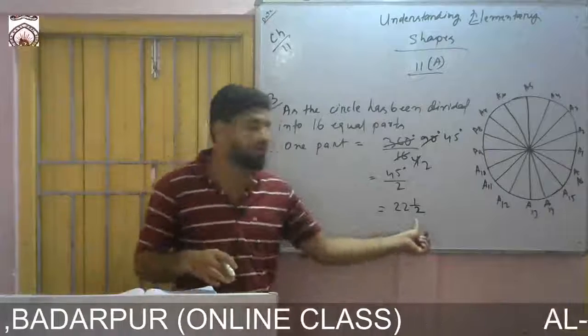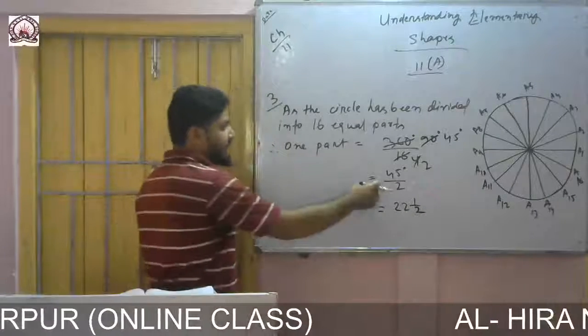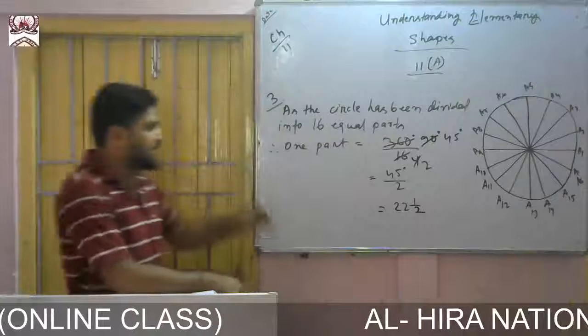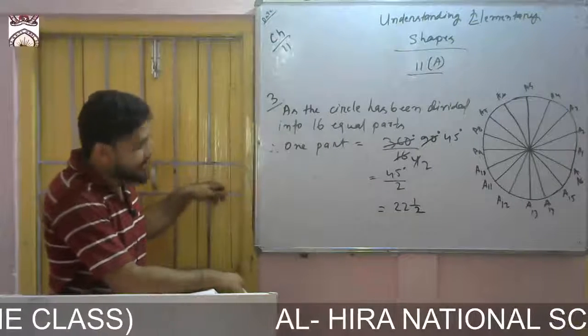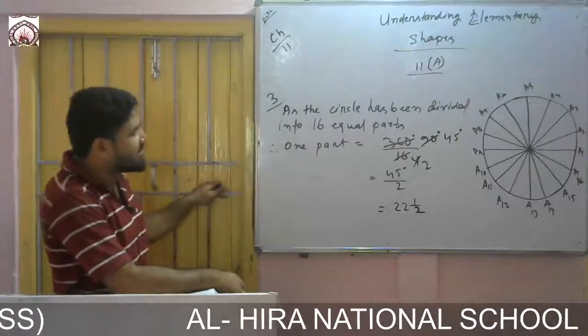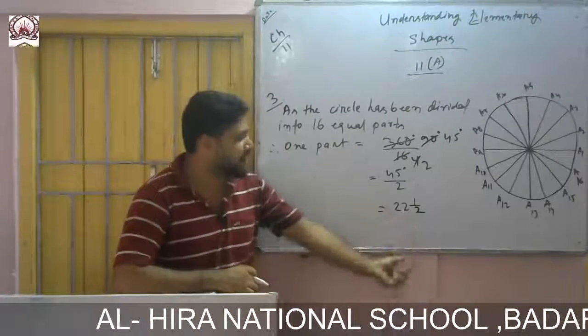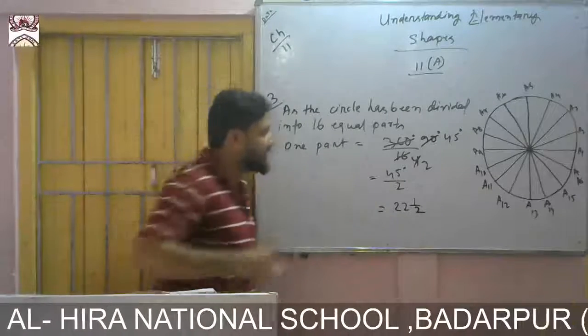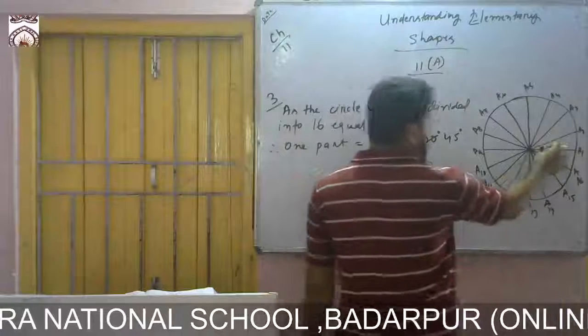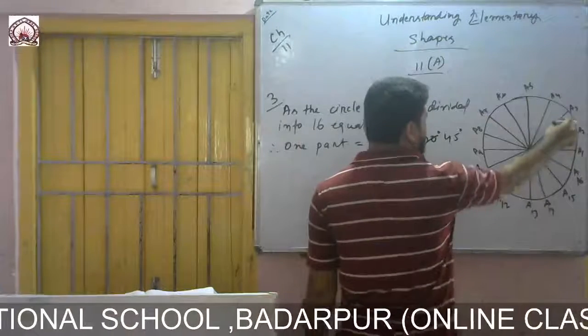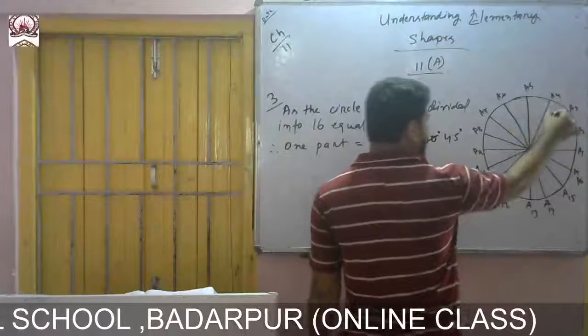22 2s are 44 plus 1, 45. If we divide by 2, then we'll get this one in mixed fraction. Now we have found the value of one part: 22 1/2 degrees. That means each part is 22 1/2 degrees. This part is 22 1/2 degrees, this part is 22 1/2.